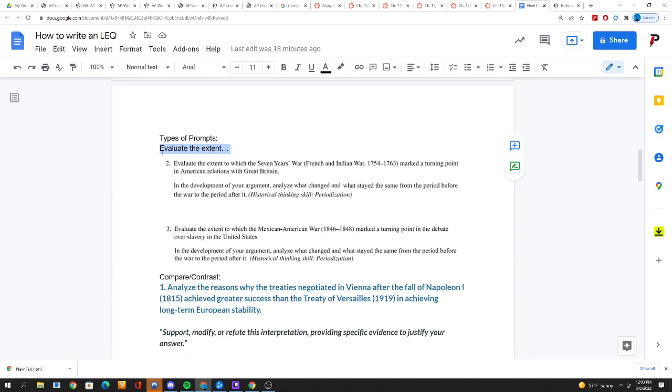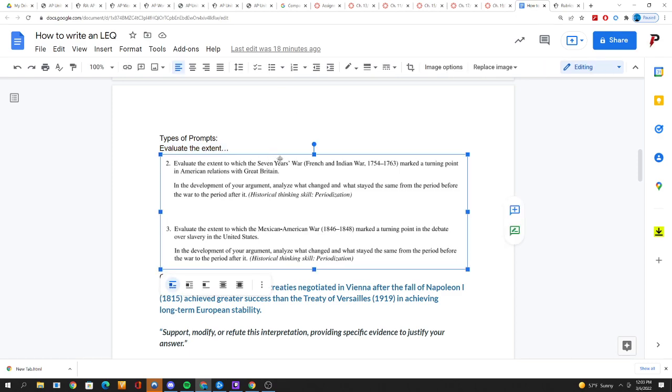So when you look at evaluate the extent, go in the middle, because the Seven Years' War may not have been the only thing that contributed to American relations worsening or getting better between 1754 and 1763 between America and Great Britain. And the same thing for this third prompt, evaluate the extent to which the Mexican-American War marked a turning point in the debate over slavery in the United States. That doesn't necessarily mean that the Mexican-American War was the biggest contributing factor to the issues regarding slavery in the United States. There could have been another thing that happened, and I would suggest you describe that.